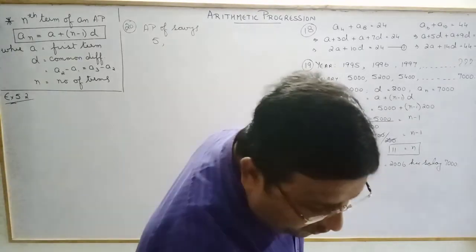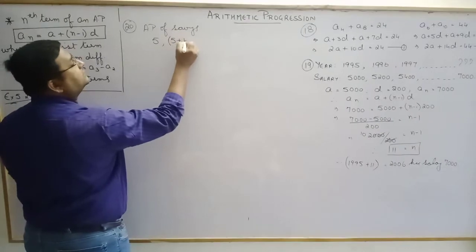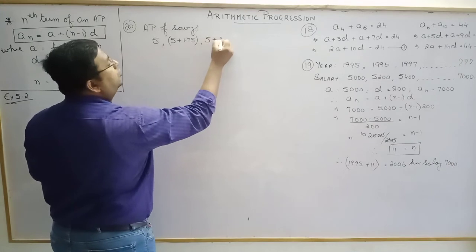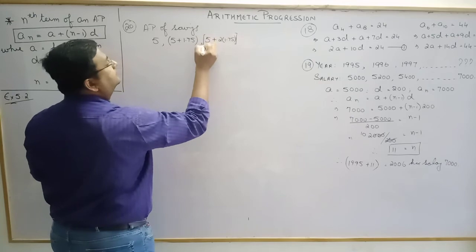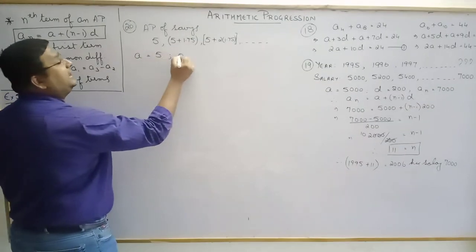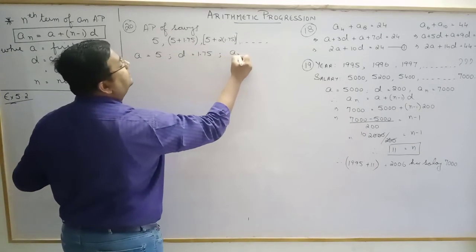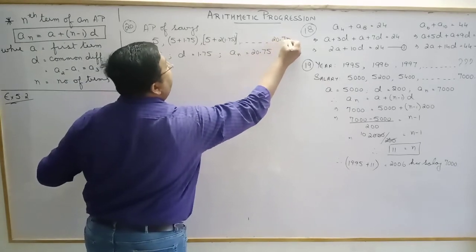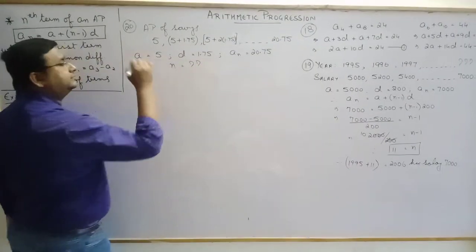Yes? 1.75. That means in the second week, her saving is becoming 5 plus 1.75. Next week, it is becoming 5 plus 2 into 1.75. Yes or no? So how much is A? 5. D we can see is 1.75, an increase of 1.75, and AN is given to us as 20.75. In which week will her weekly saving become 20.75? Can we find N? Easily.